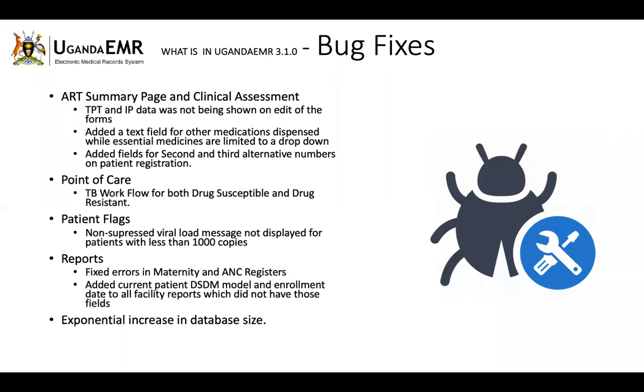We've also added a text field for other medications dispensed, while essential medicines are limited to a drop-down. So in 3.04, we had a list of all essential medicines or all medicines that we thought were offered at a facility. But then we found out that we cannot declare all medicines that are provided at the facility. So the request came in that at least we provide a text field where someone can simply type in the medication provided, and we have done that. So now it is possible to dispense other medications.